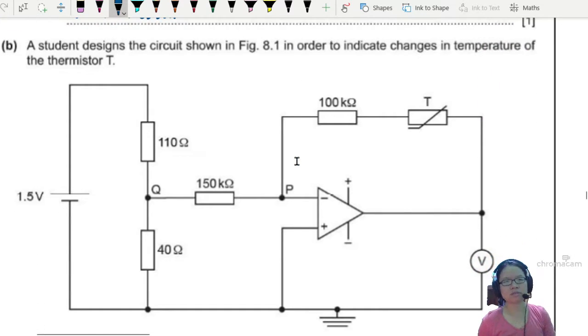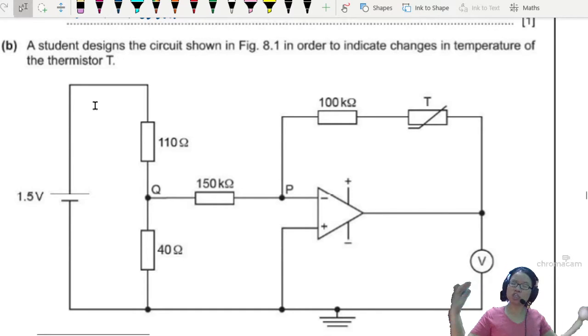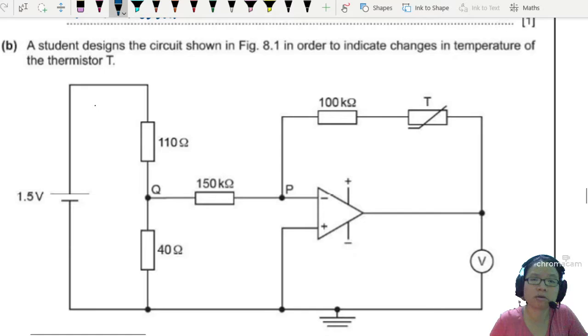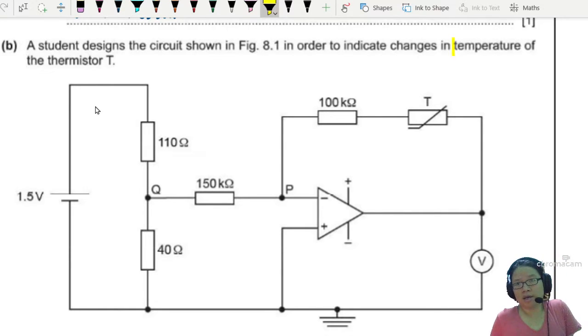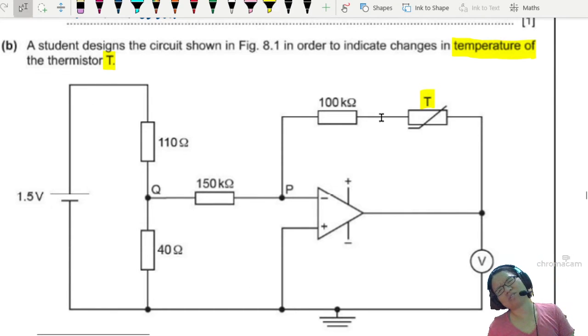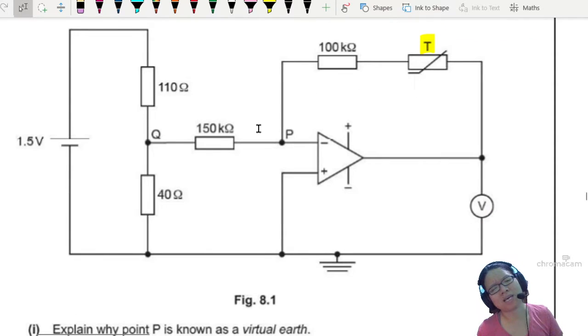Wow, look at this monster. A student designed a circuit in order to indicate changes in temperature of the thermistor. How apt, because I have a boiling laptop now. Anyway, change in temperature of thermistor T. So this is thermistor T. Yeah, this one, so many resistors. Four resistors, one thermistor. Such a pain.